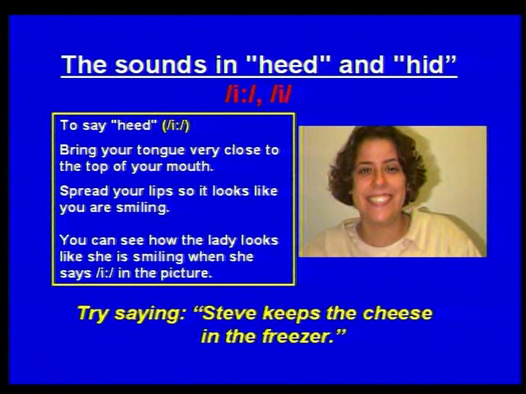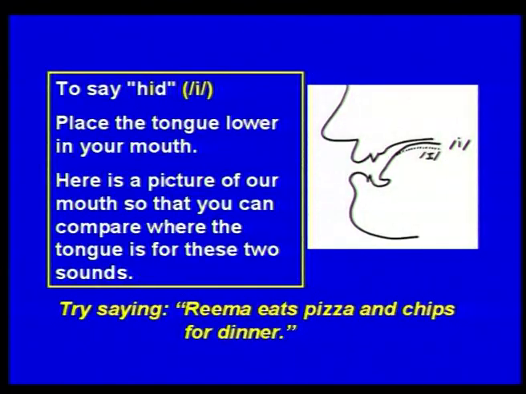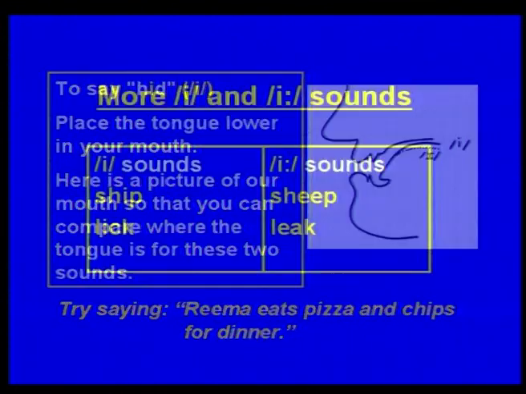If you want to get the short vowel sound, place the tongue lower in your mouth. You can see the picture of the mouth, and you know how you're getting these two sounds. Rima eats pizza and chips. Pizza has a long sound and chips has a shorter sound. For dinner, dinner again has the short sound. This is a comparison of these two sounds and examples.